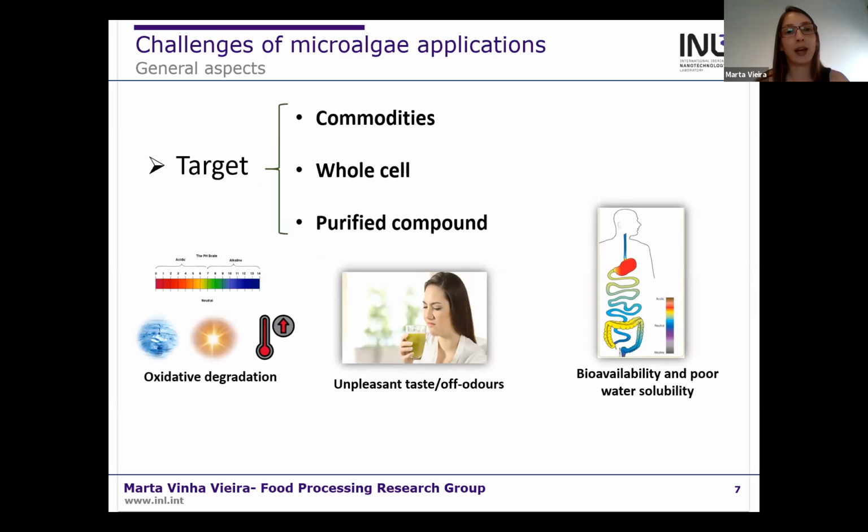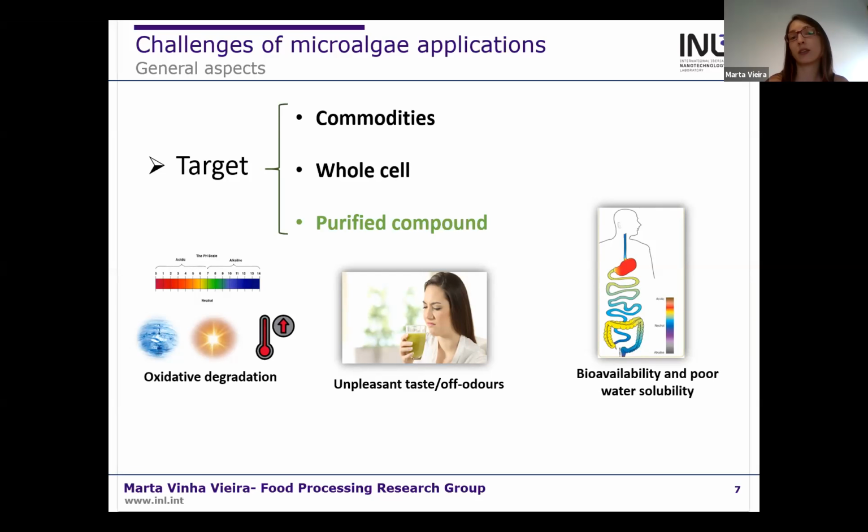Microalgae can be applied into products in 3 different ways. The first one is as a commodity, for example as biofuel. The second one is the incorporation of the whole cell as biomass to increase the nutritional content of food products. And the third option would be to incorporate the purified compound.